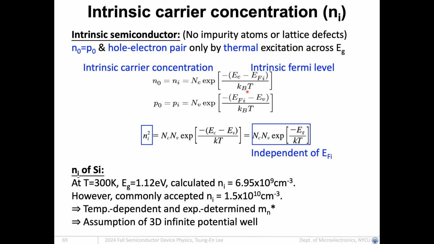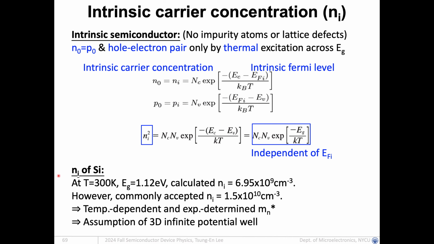Since these two values are the same, when we multiply them together, the Fermi level term disappears, so you can simplify as shown here. The intrinsic carrier concentration is independent of the intrinsic Fermi level. It only depends on the density of states of the conduction band and the valence band, the band gap, and also the temperature.